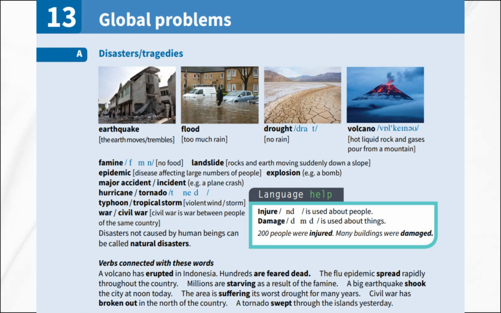The flu epidemic spread rapidly throughout the country. It moved from place to place. Millions are starving as a result of the famine. They are suffering from extreme hunger. A big earthquake shook the city at noon. It made the city tremble.